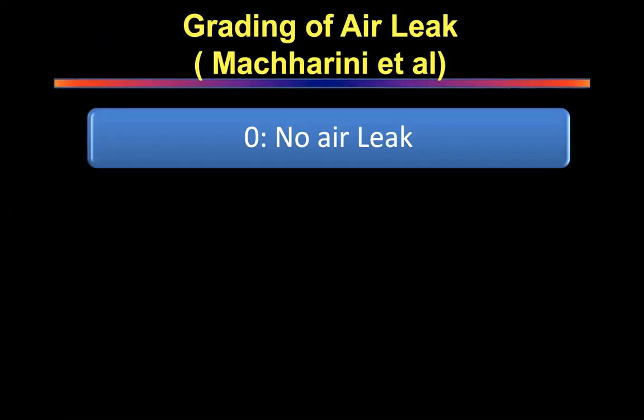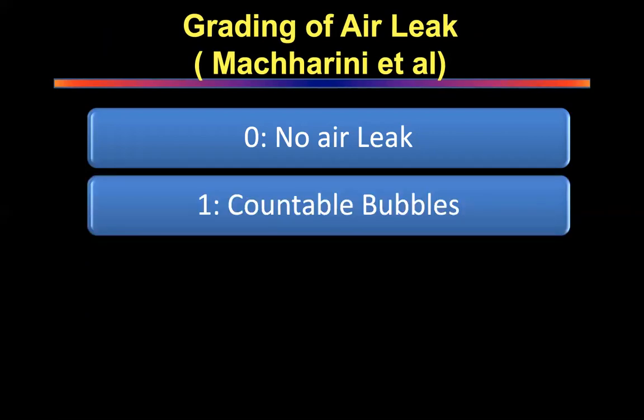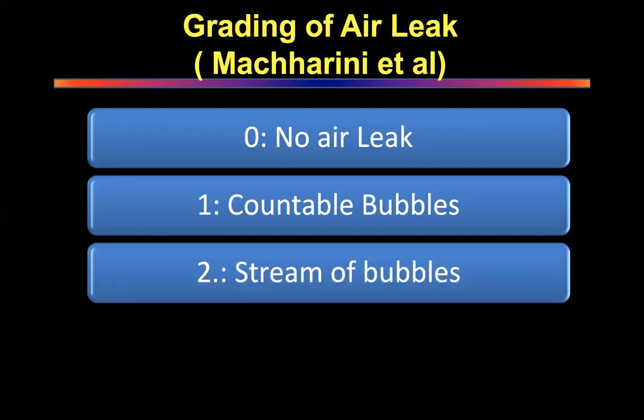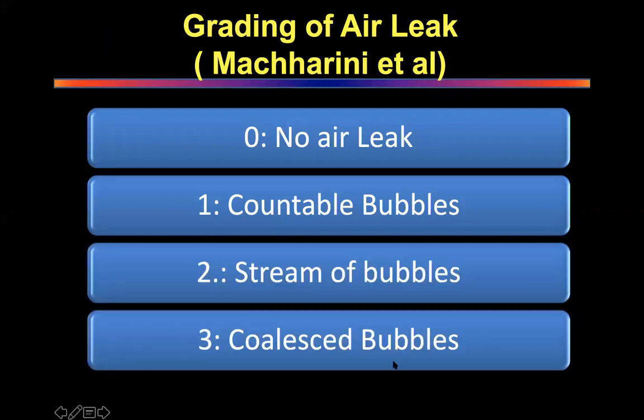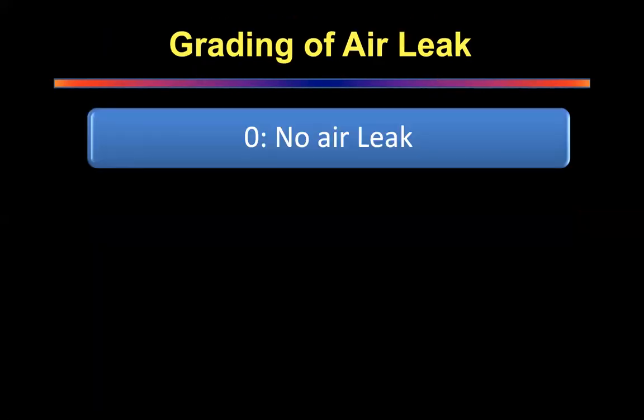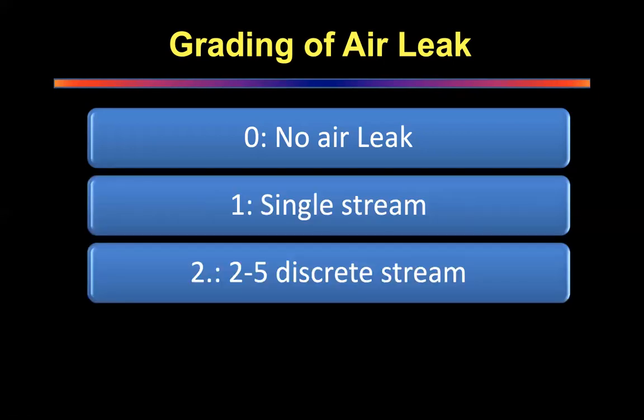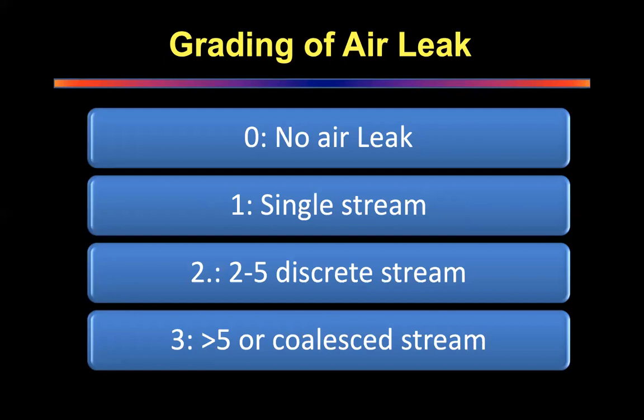Clinically, if you look at Maccarini's paper, I think 2012, he grades the air leak like this, and this is important for the exam, because we will ask you this in the exam. So 0 is no air leak. Number 1 is countable bubbles. Number 2 is a stream of bubbles, and number 3 is coalesced bubbles. This is how he's graded it. There are other papers that have also spoken about single stream, 2 to 5 discrete streams, more than 5, or coalesced streams.